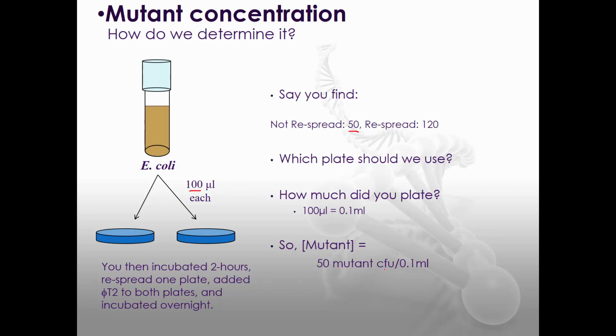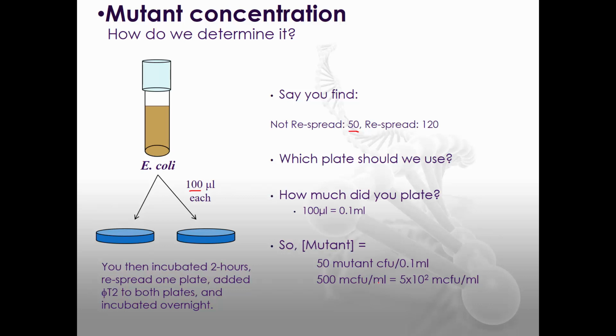Okay, so mutant colony forming units: 50 per 0.1 mL. Now we want to normalize that to a full mL. So this is a tenth of a mL. How many tenths fit in a full? 10 of them, right? So that means 10 times 0.1 to make it a whole. 50 times 10 is 500. So what we have is 500 mutant colony forming units per mL.